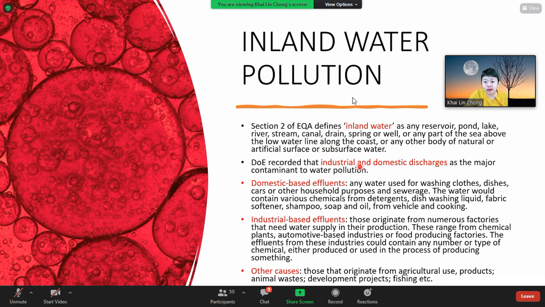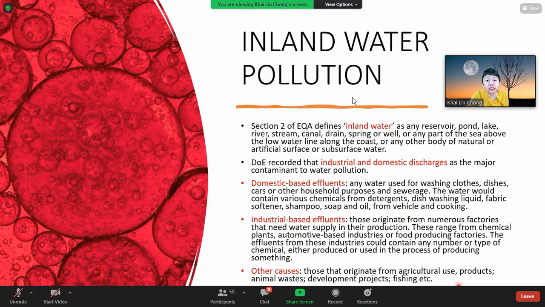Okay, so DOE record the industrial and domestic discharge as the major contaminants to the water pollutions. Okay, so domestic based effluents adalah air yang digunakan untuk washing clothes, dish, car or anything. Okay, so this is a domestic punya. Industrial waste coming from various factories, and then the range from the chemical, automotive, all of this. And then selain daripada domestic and juga industrial, we have also other causes. Those that originate from the agriculture, animal waste and development project or even fishing. Okay.